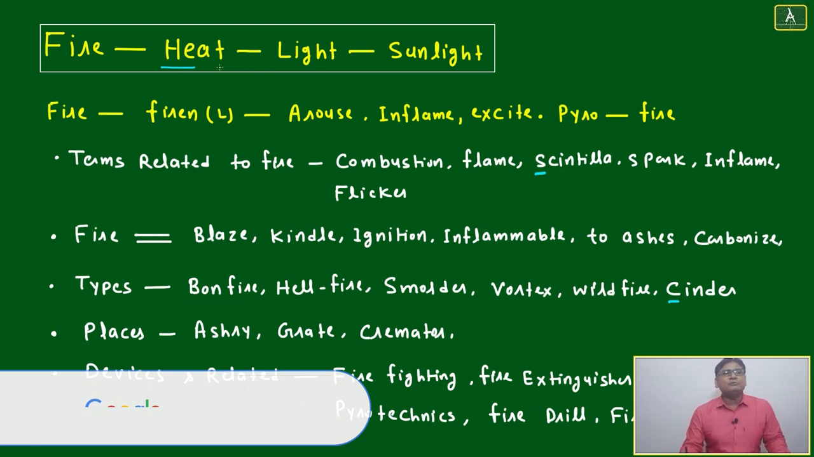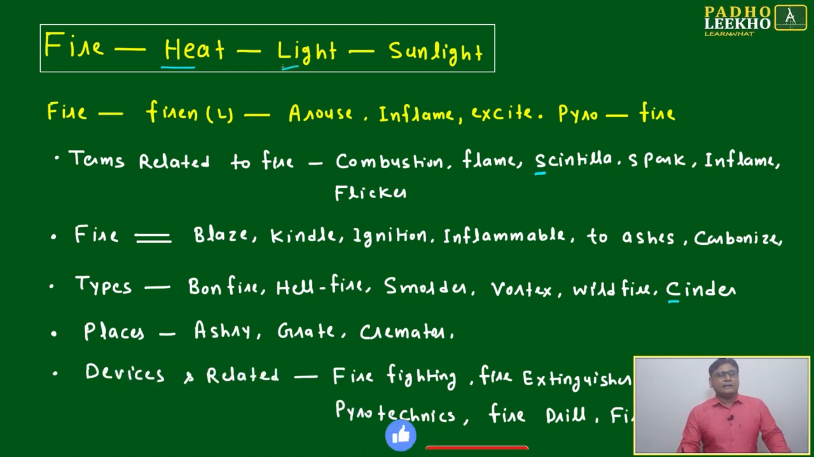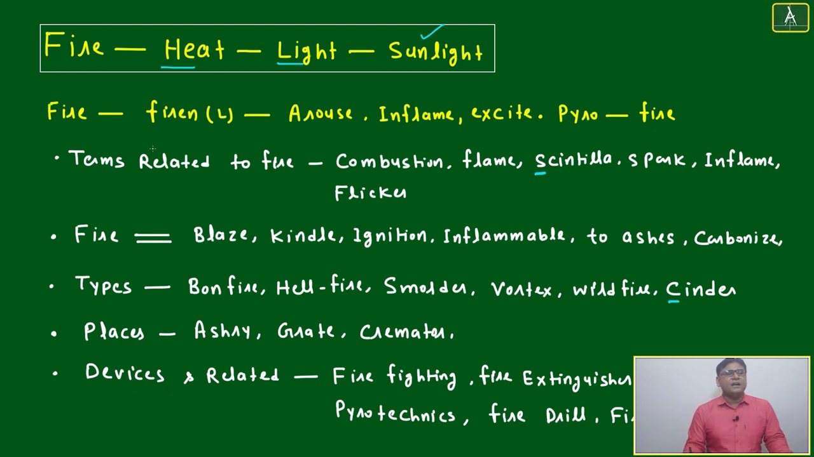Fire will give you heat and light, and both heat and light we are also getting from sunlight. Sunlight is a natural source of heat and light, and if you make an artificial source, that can also give you heat and light. Then fire, it is a word that comes from fyr, a Latin word, meaning inflame, excite.